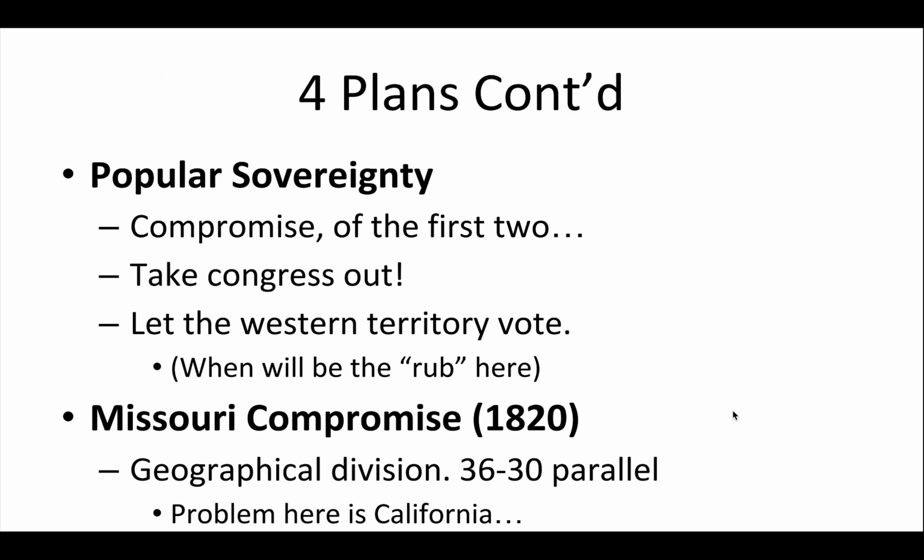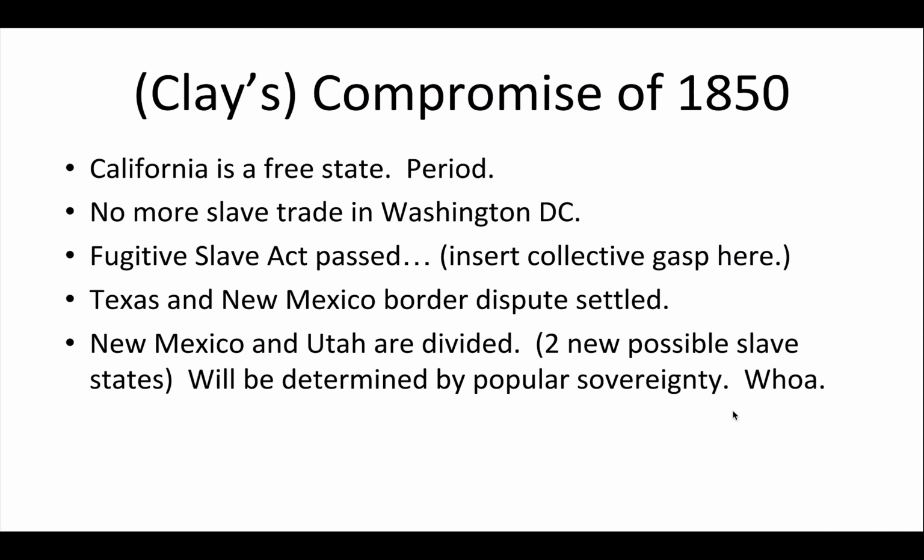Okay, and then lastly, the Missouri Compromise line, which you guys already understand, that wasn't going to work because California becoming a state had already dead-lettered that. Okay. Next comes the Compromise of 1850. This was Henry Clay's idea, okay, and there were 5 parts to it, okay? 5 parts to it. Number 1, California's a free state, period.